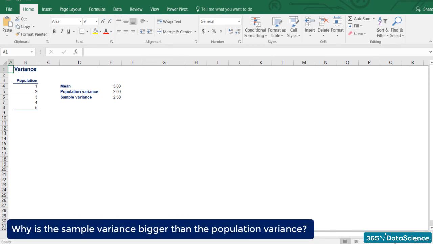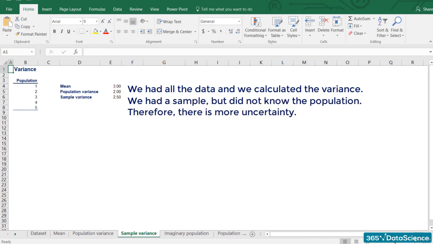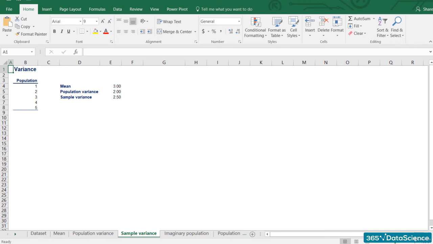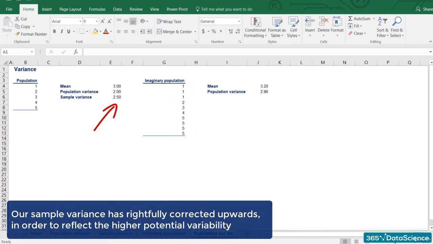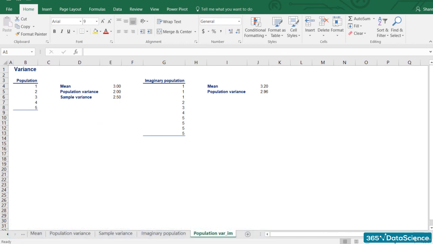Why is the sample variance bigger than the population variance? In the first case, we knew the population. That is, we had all the data and we calculated the variance. In the second case, we were told that 1, 2, 3, 4, and 5 was a sample, drawn from a bigger population. Imagine the population of this sample were these 9 numbers: 1, 1, 1, 2, 3, 4, 5, 5, 5, and 5. Clearly, the numbers are the same, but there is a concentration around the two extremes of the dataset, 1 and 5. The variance of this population is 2.96. So, our sample variance has rightfully corrected upwards in order to reflect the higher potential variability. This is the reason why there are different formulas for sample and population data.